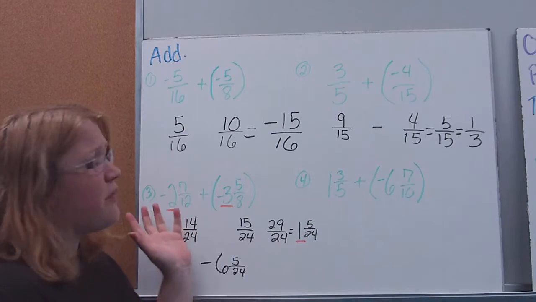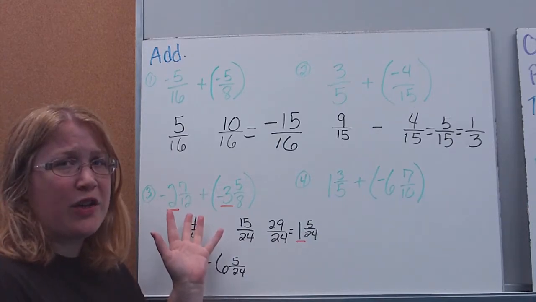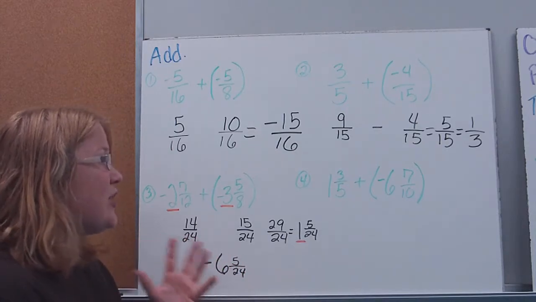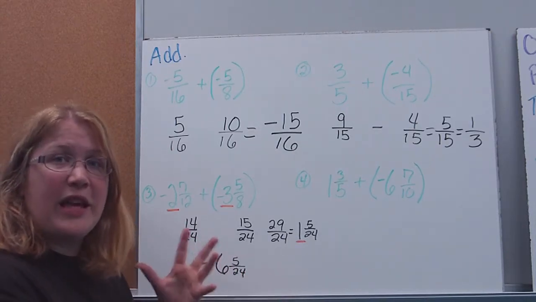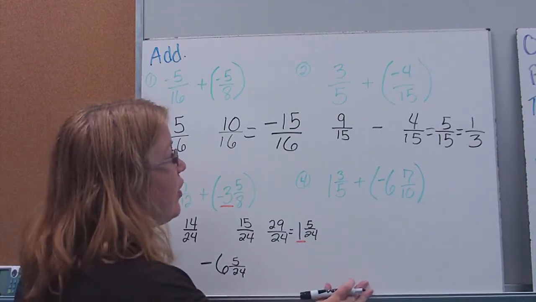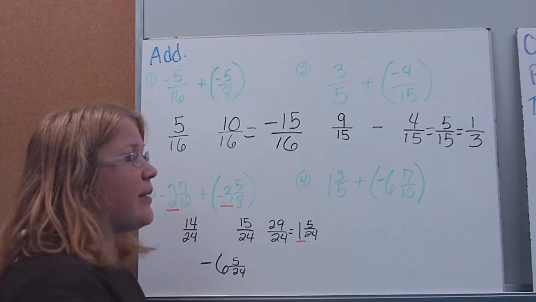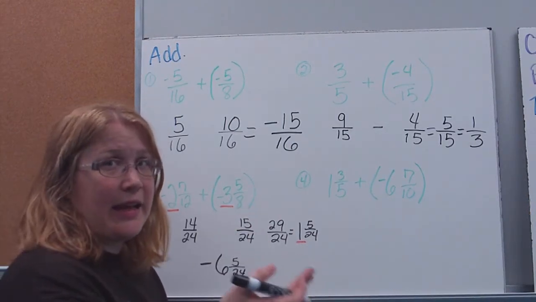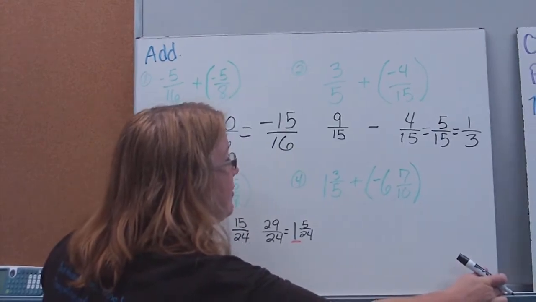The other thing you could do is convert them into improper fractions, but then you start dealing with really big numbers. So I find it easier to do it this way, and then you can just rename as you need to. All right, so if we look over here, what I notice is I'm actually going to wind up doing subtraction because I have a positive and a negative. So let's keep that in mind.